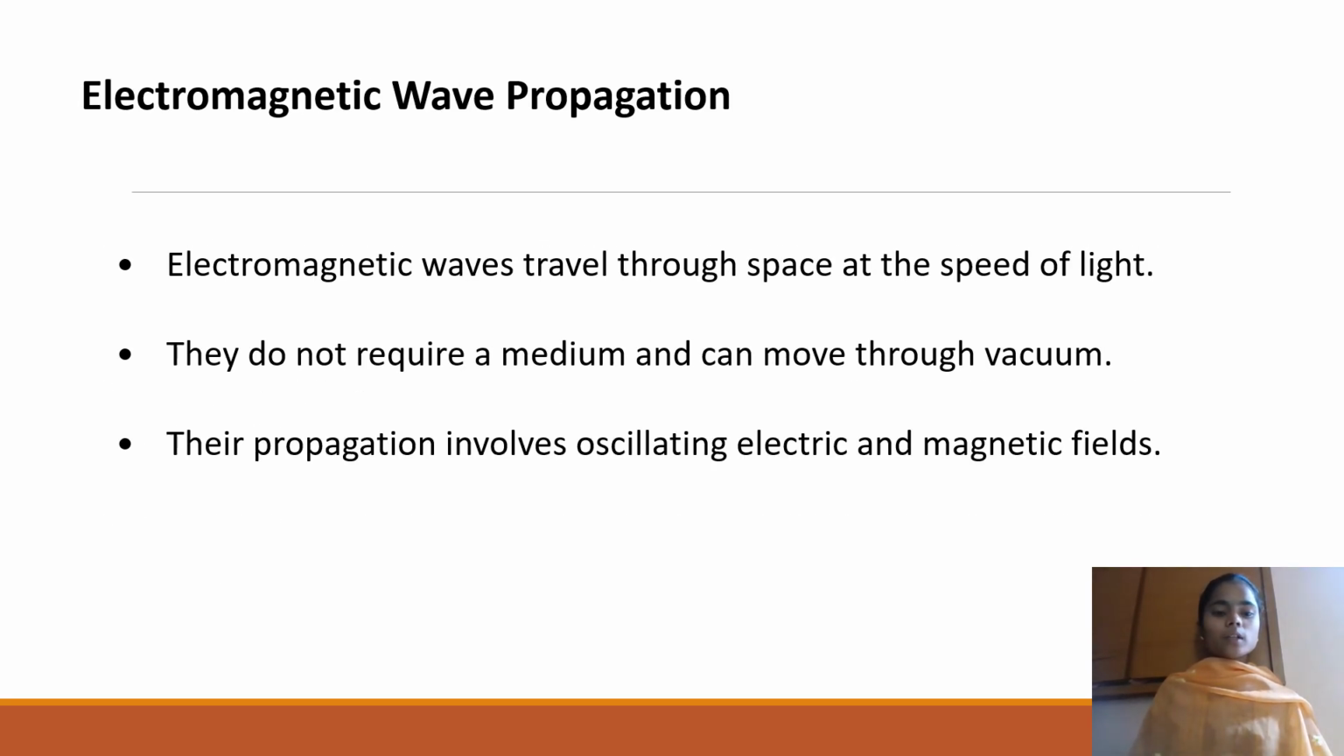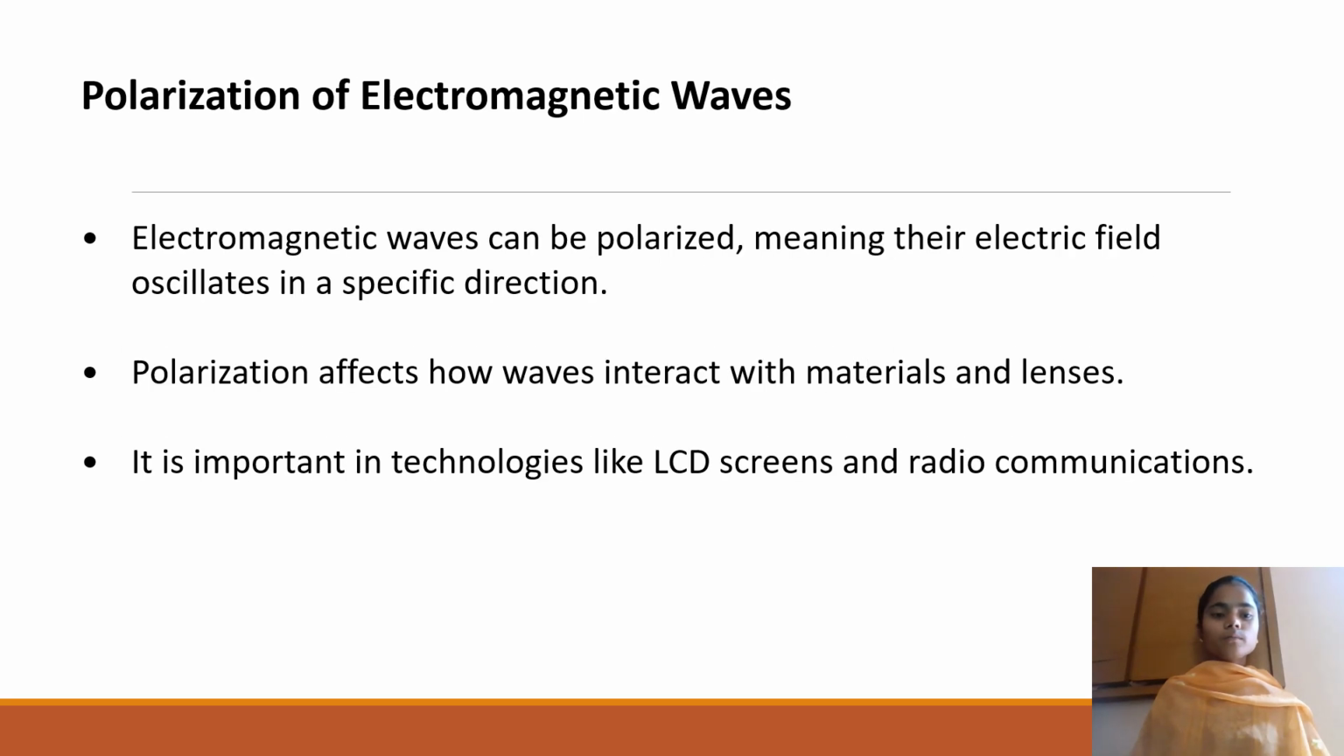Electromagnetic wave propagation. Electromagnetic waves travel through space at the speed of light. They do not need any medium and can flow through a vacuum. Their propagation involves oscillating electric and magnetic fields.